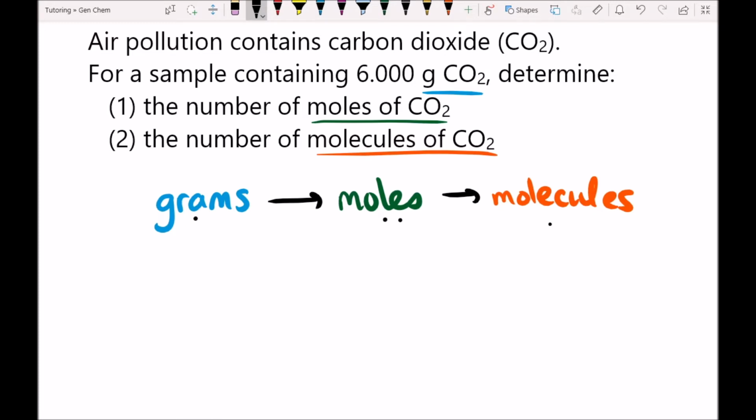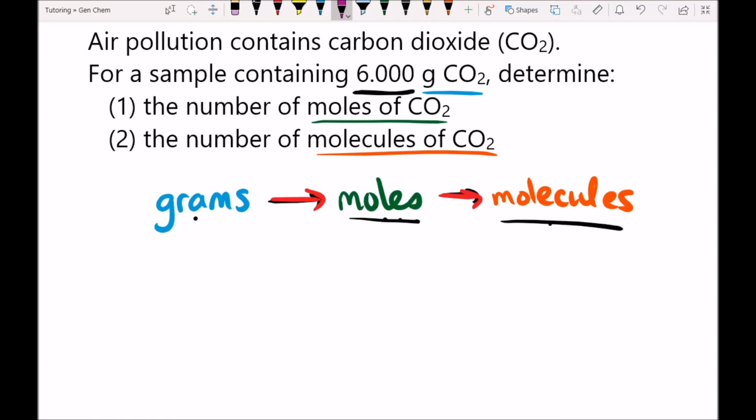So we're not going to be changing the value. We're going to have 6 grams of CO2 throughout the entire process, but that 6 grams is going to be represented by moles, and then that 6 grams is going to be represented by molecules. So it's really just a different way of expressing the 6 grams of CO2 throughout the whole process. And what these arrows represent is a unit conversion. And what do we need for unit conversion? We need a conversion factor. That's what these arrows represent. The use of a conversion factor to transform grams into moles and then moles into molecules.